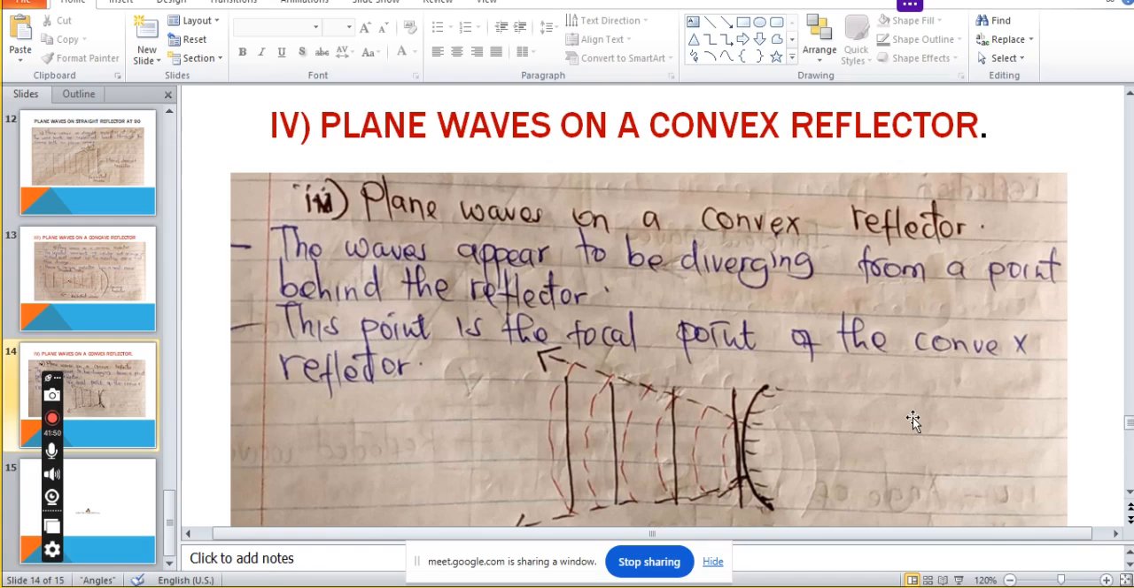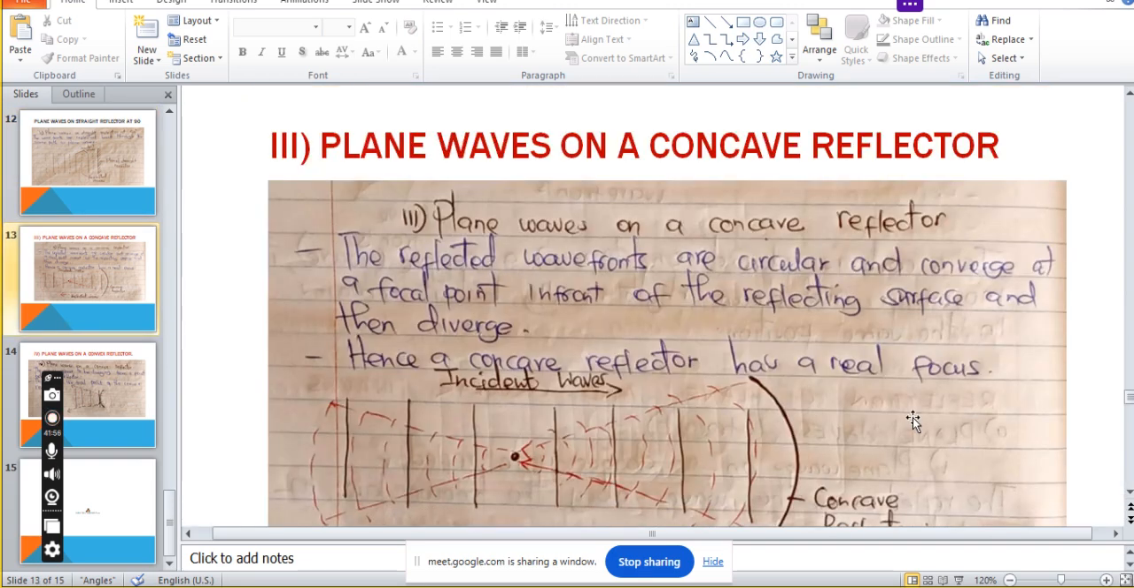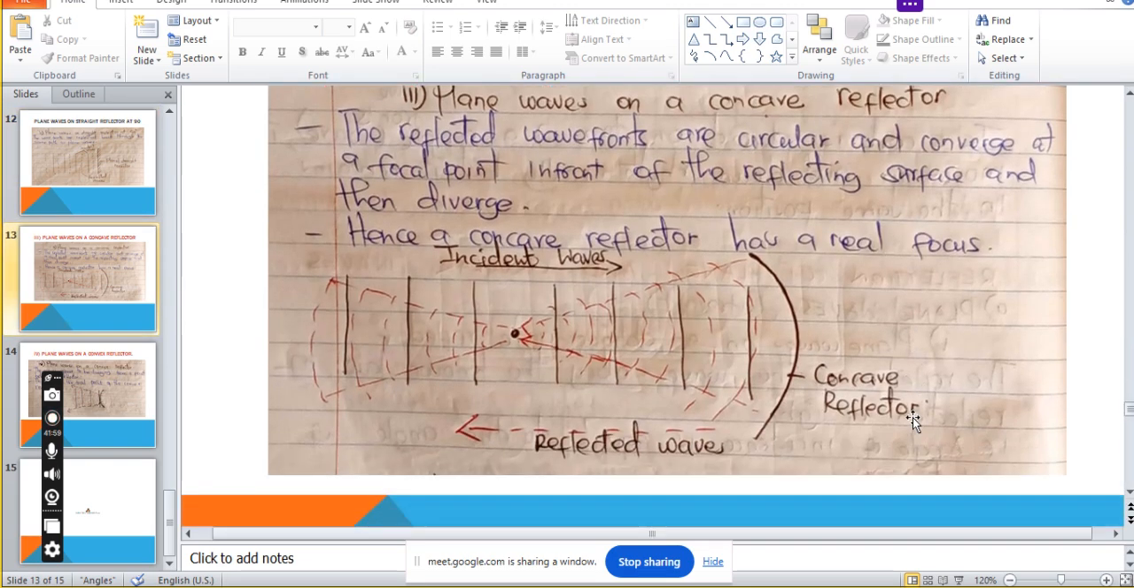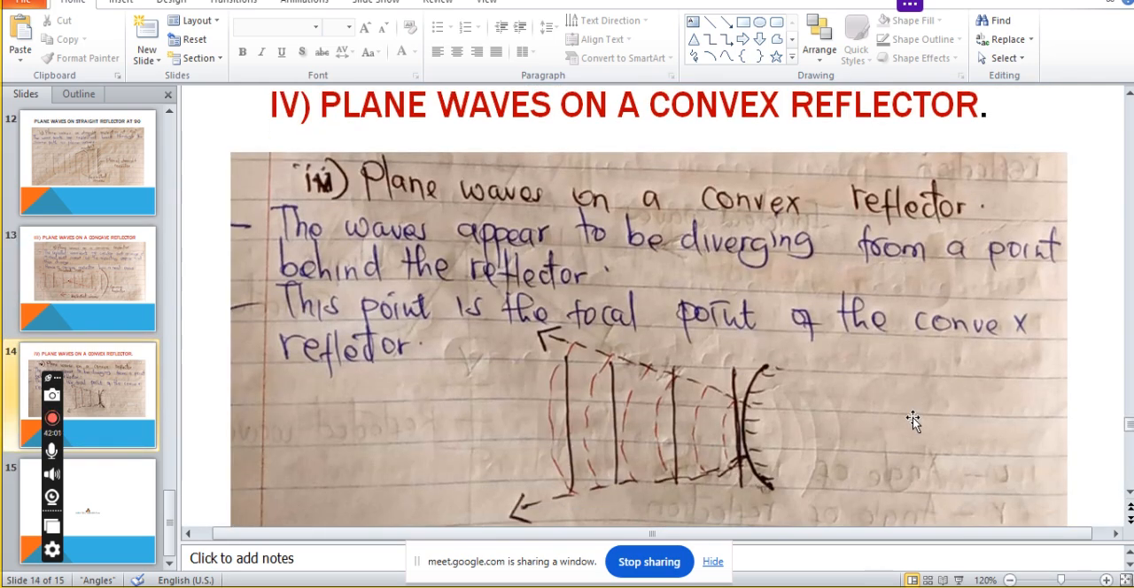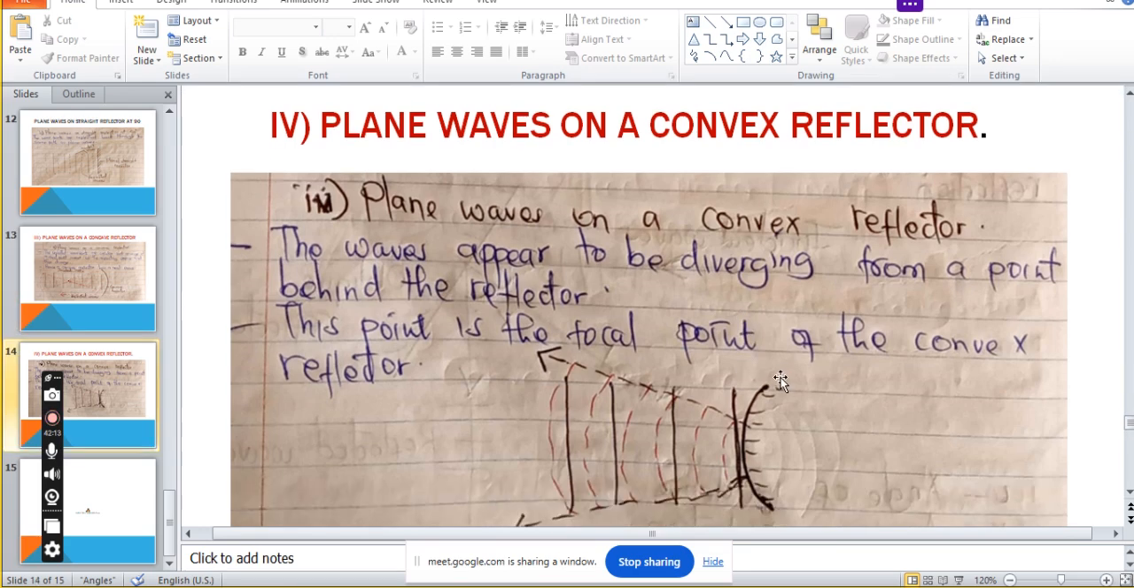Then we have plane waves on a convex reflector also. There's a difference between this one, which is a concave reflector, and this one, which is a convex reflector. I want you to observe this one is curved inwards, that's why we call it concave. And this one is bulging outwards. Look at this one, it is bulging outwards. Tiffany, are you able to see the difference?